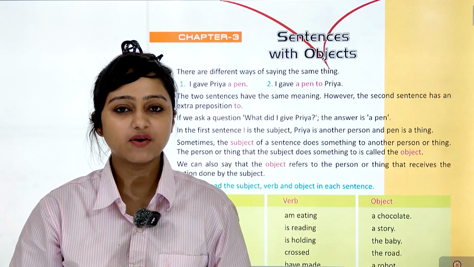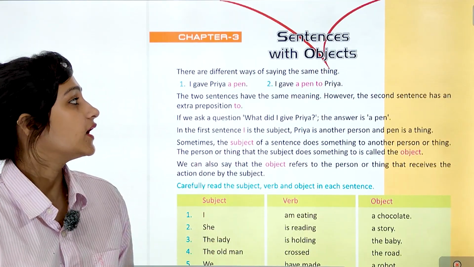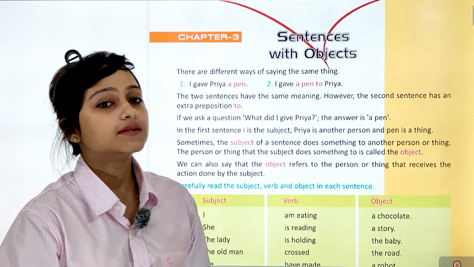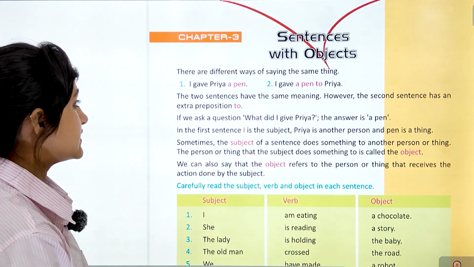Good and happy. So today we are going to begin with lesson number 3, that is sentences with objects. So let's begin with this lesson. In this lesson we are going to study about the sentences.